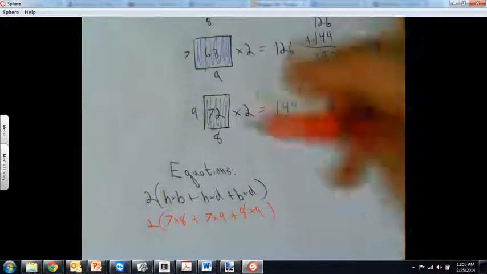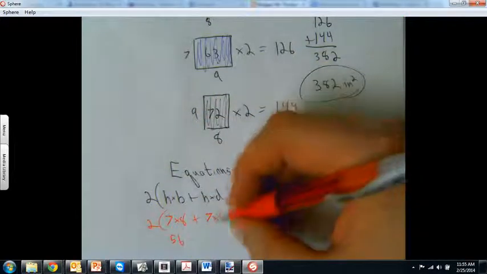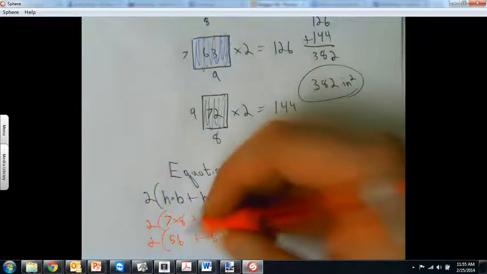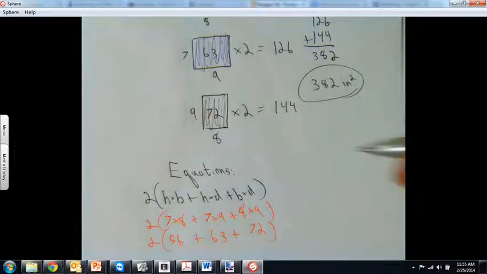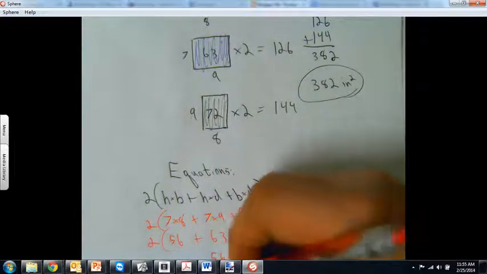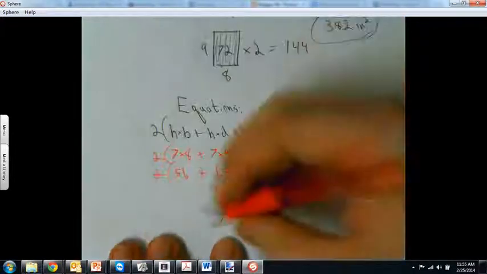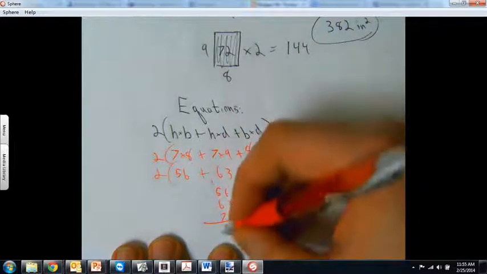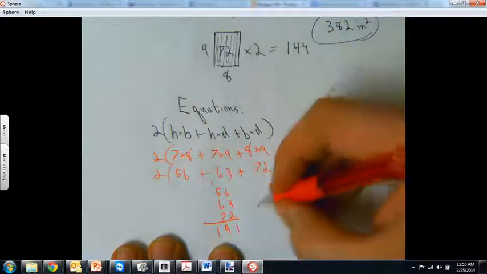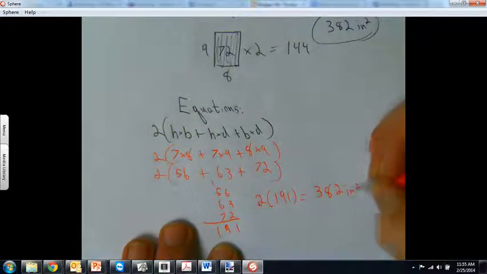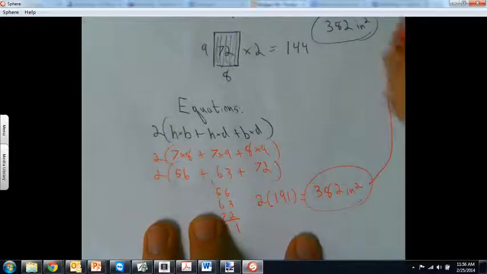So 7 times 8 is 56. 7 times 9 is 63. 9 times 8 is 72. I'm going to add those up. 56 plus 63 plus 72 is, let's see, I'm going to set that up, 56, 63, 72. 1, carry the 1, 6, 12, 19, 191. So it's 2 times 191. I get the answer I expected. If I didn't, then I did something wrong, but I did.